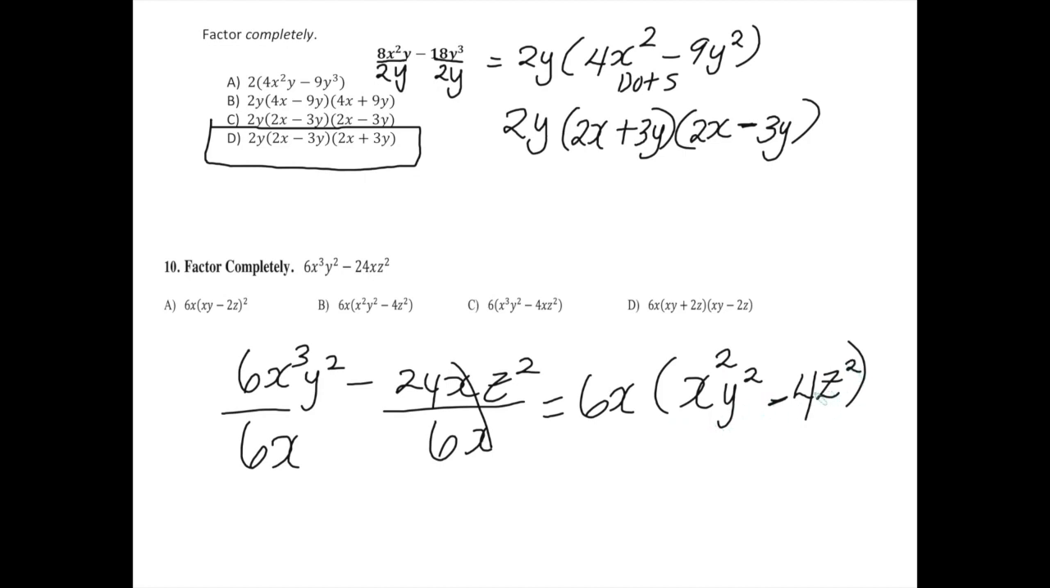I look inside my parentheses. X squared is perfect, y squared is perfect. 4 is perfect, z squared is perfect. And they're separated by subtraction. So we're going to use the difference of two squares to factor completely. So I'm going to open my parentheses. The square root of x squared y squared is simply xy. And xy plus and minus. 4 is 2 times 2. And z squared is z times z.